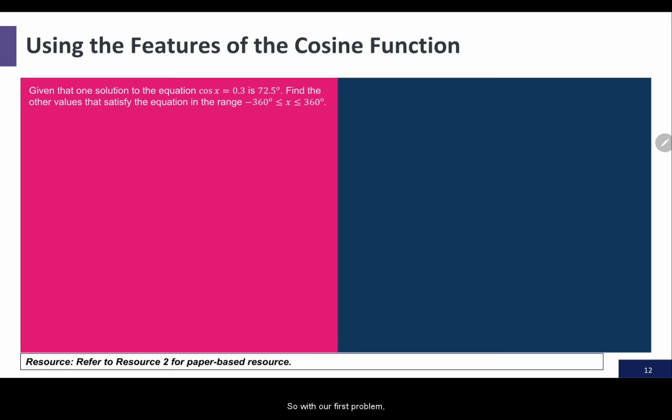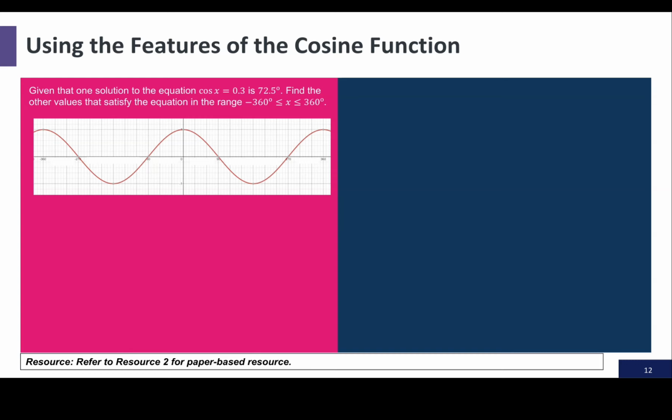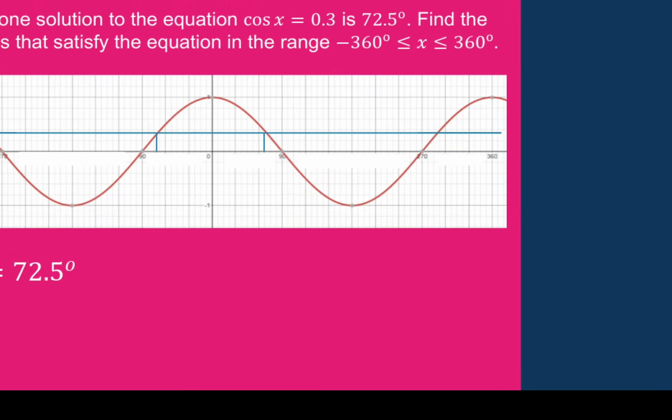So with our first problem, we are told that one solution to cos x equals 0.3 is 72.5 degrees. And then we need to find the other values which satisfy that between -360 and positive 360. Here we go. So first thing I've done is I've drawn the curve. I've drawn in a line of 0.3, and you can see that I'm looking for 4 solutions altogether. So the first solution is 72.5, which is there.